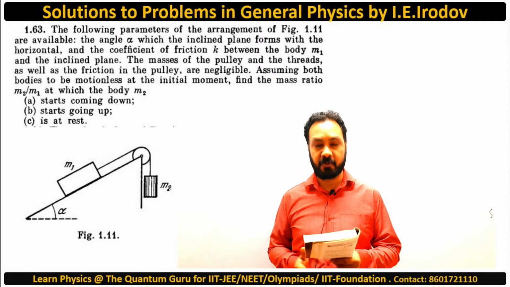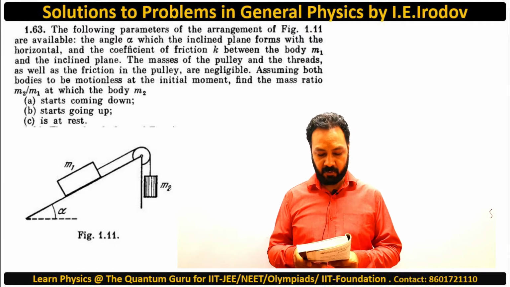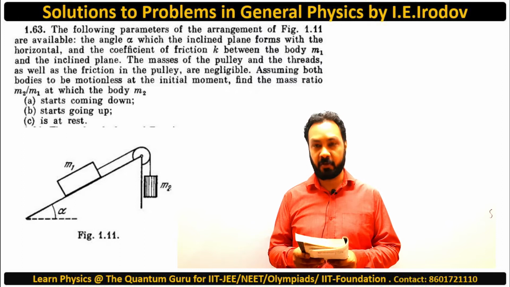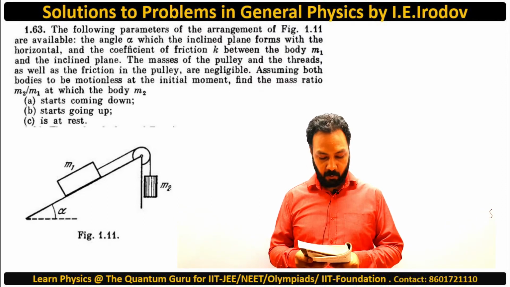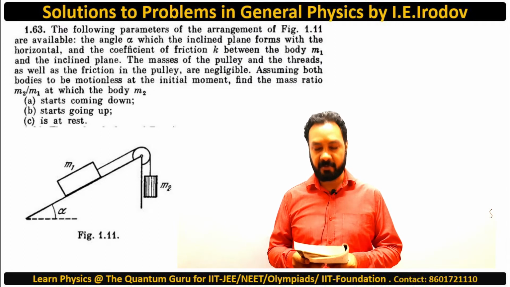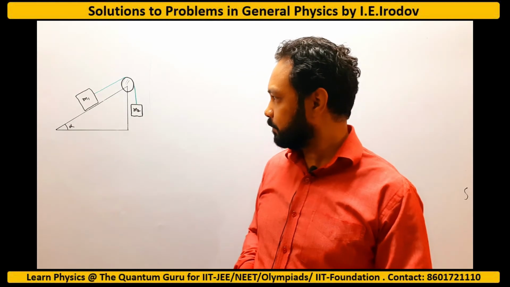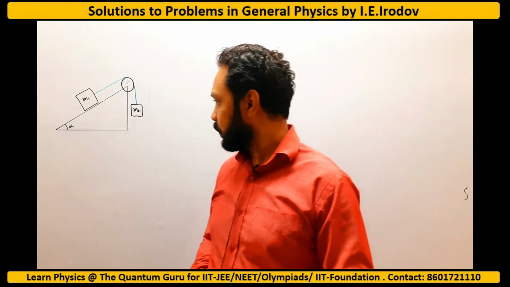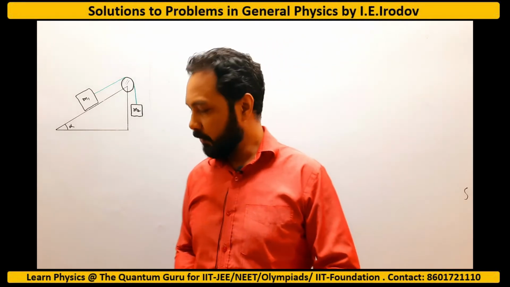Assuming both bodies to be motionless at the initial moment, find the mass ratio m2 by m1 at which the body m2 number 1 starts coming down, b starts going up, and c is at rest. This is the diagram of the problem, and let me draw the forces on the system of m1 plus m2 as a whole without friction first.